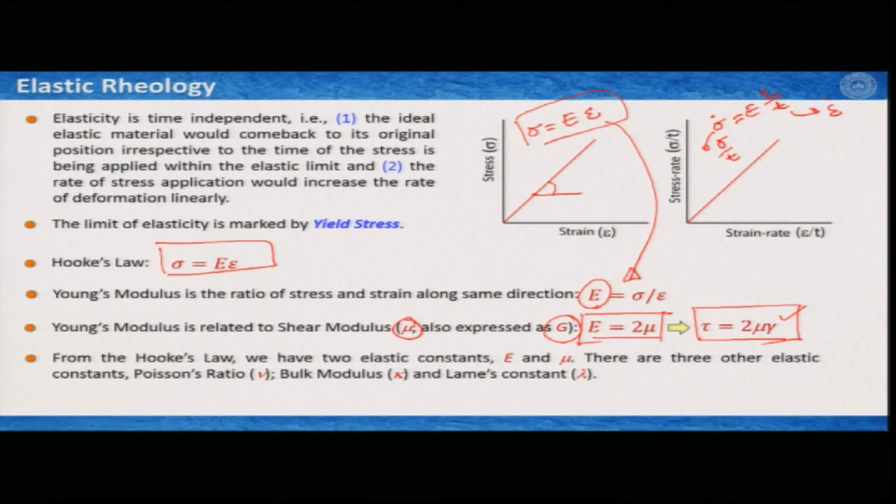Now, from these we have already found two constants, one is Young's modulus and another is shear modulus. However, from Hooke's law we can also get three other elastic constants. One is Poisson's ratio, another is bulk modulus, and the third one is Lame's constant. In fact, in some textbooks mu and lambda together are referred to as Lame's constants. Poisson's ratio is generally referred to by the Greek letter nu, and bulk modulus by the Greek letter kappa. Let us see what Poisson's ratio is.